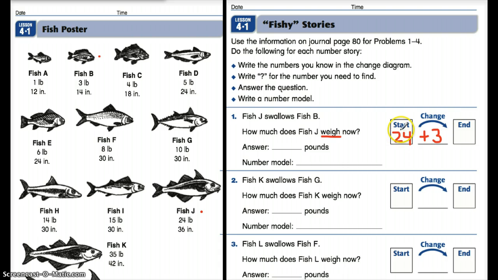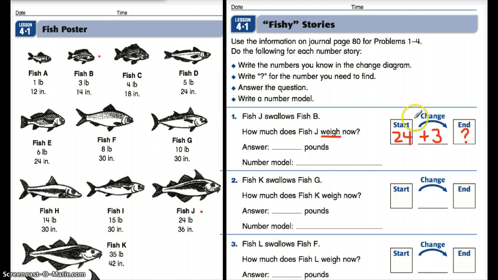So we know how fish J started. We know how he changed. What we don't know, and remember the directions said to use a question mark, what we don't know is what the end is. We don't know how much fish J weighs now. Okay. Now they're asking us for an answer here, but I'm going to actually go down to the number model and get that started. That way I can start thinking about what the answer will be.